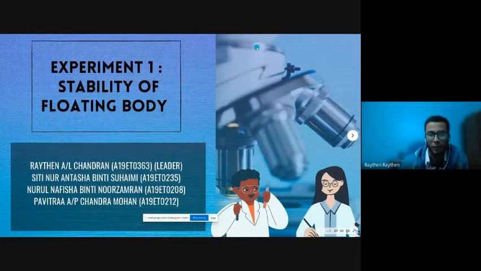Today we are from Group 9. We'll explain and present about our experiment 1, which is stability of floating body.